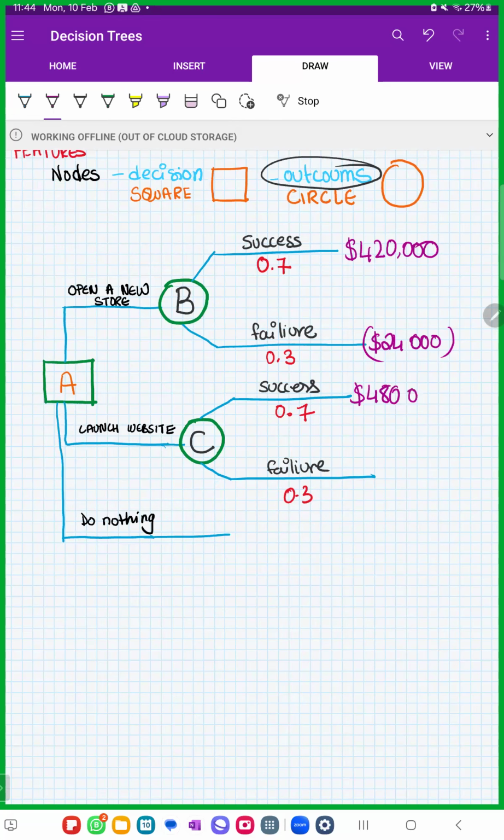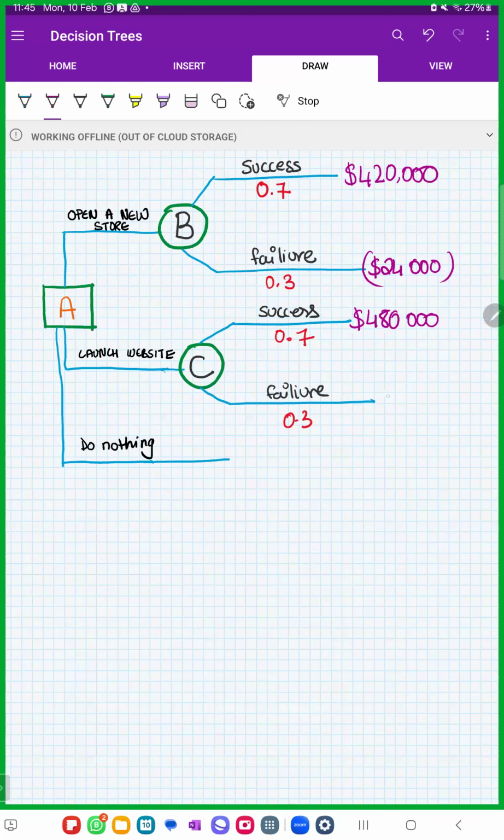If I am successful with my website, I am likely to make a 480,000 profit. And if I fail, the investment and the money that I'm making, it will be a $32,000 loss. I was given these numbers, I'm just inserting them. Okay, so we have this.